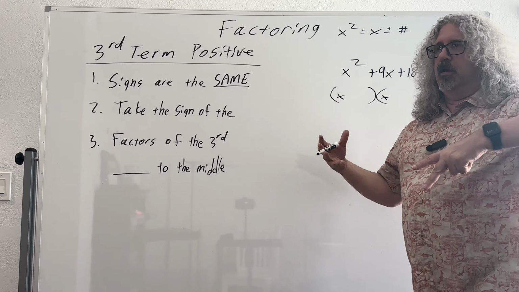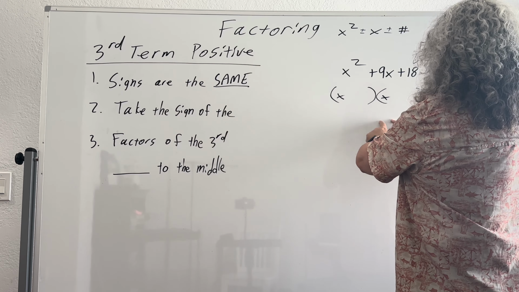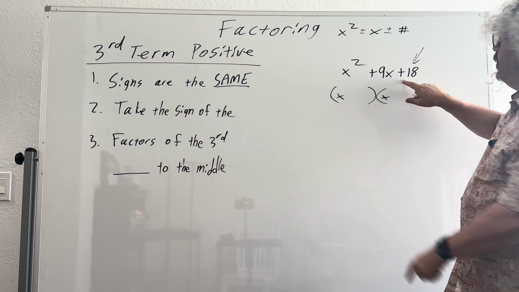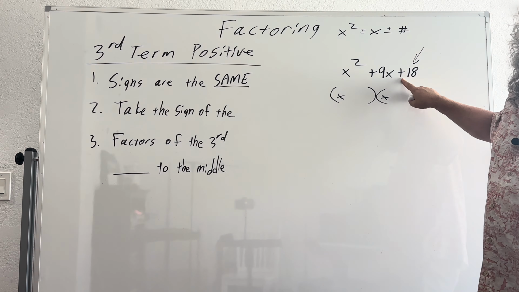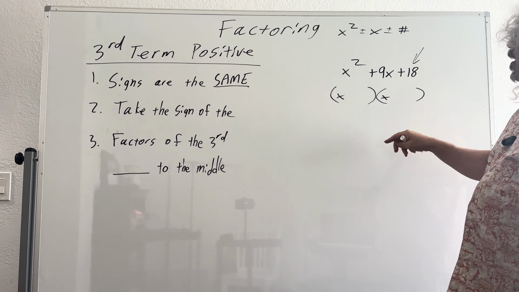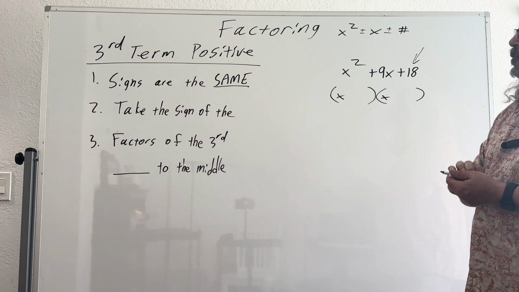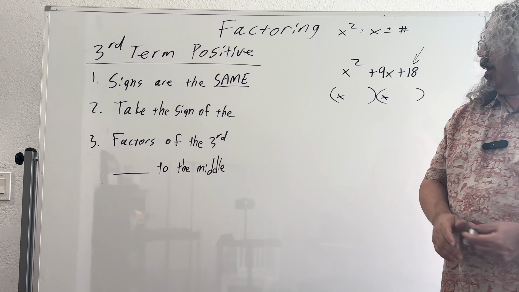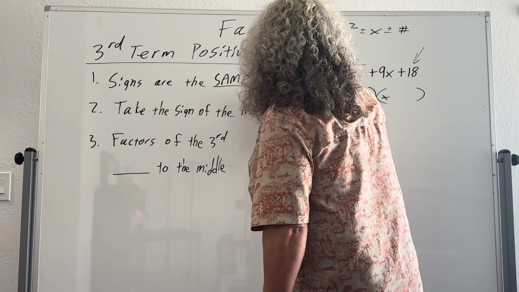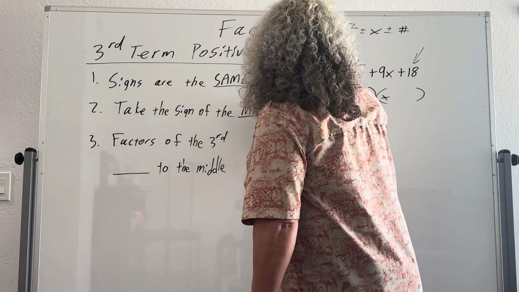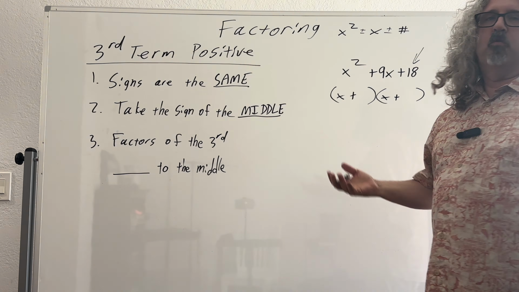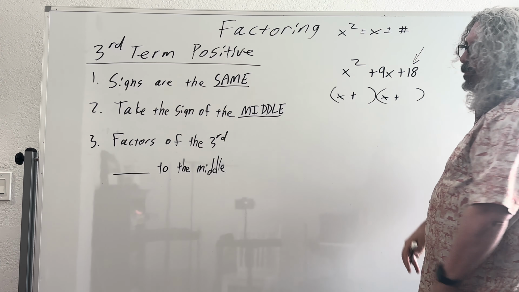Think about it. When we did the foiling, we took the last terms and multiplied them together to get that. Well, two positives will make a positive. Two negatives will make a positive also. The only way you're going to get a negative is if they're different, a plus and a minus. So as soon as I see that the third term is positive, boom, signs are the same. Take the sign of the middle. The middle here is a positive, so guess what? Plus plus. I don't have to worry about signs anymore.